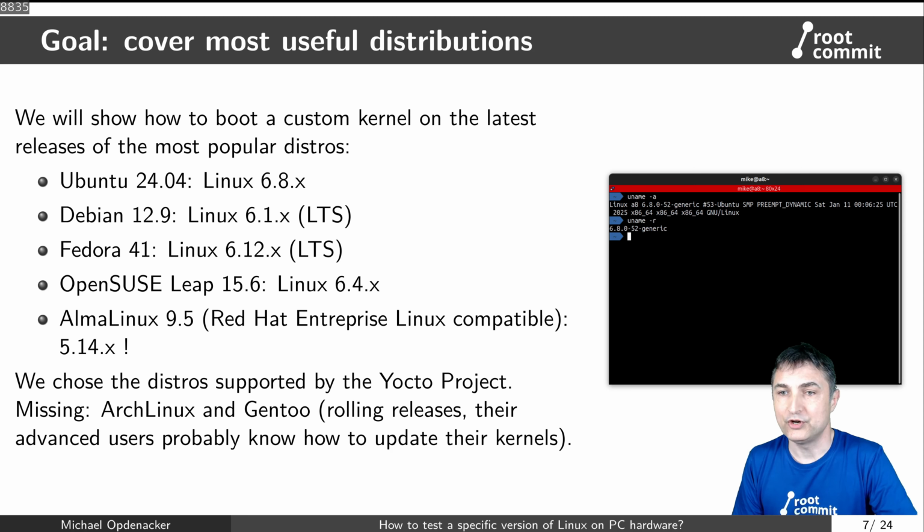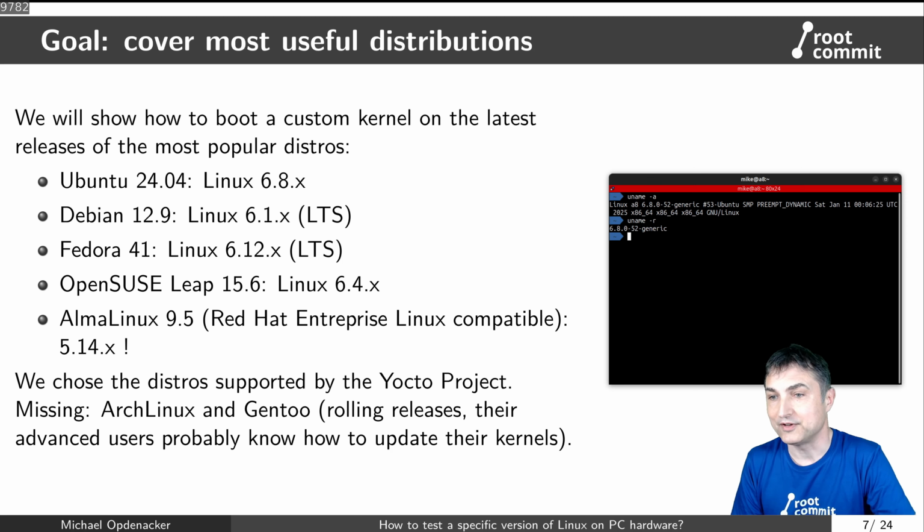Then openSUSE Leap 15.6, which is on Linux 6.4, and finally, AlmaLinux 9.5, which is compatible with Red Hat Enterprise Linux, which still runs Linux 5.14. Wow. By the way, to check which kernel release your distribution runs, you can run the uname -r command, r like release to remember. So here I'm targeting the desktop and server distributions that are actually supported by the Yocto Project.